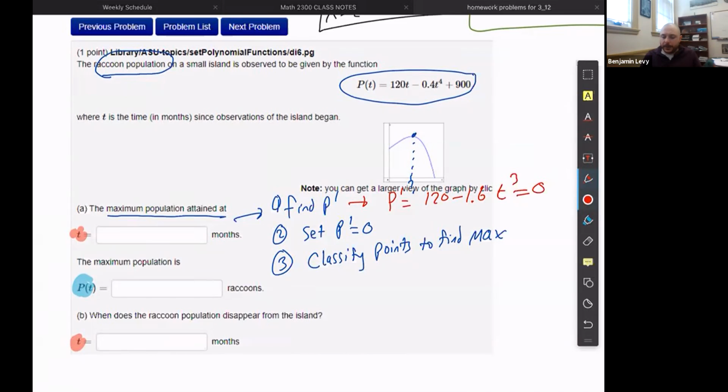The thing I wanted to point out though, the second question, where does that happen, right? The max population is what? So you find where the max happens in part 1, and then you plug that number into the formula to find the max. So you want to plug the critical point from part A into the function.